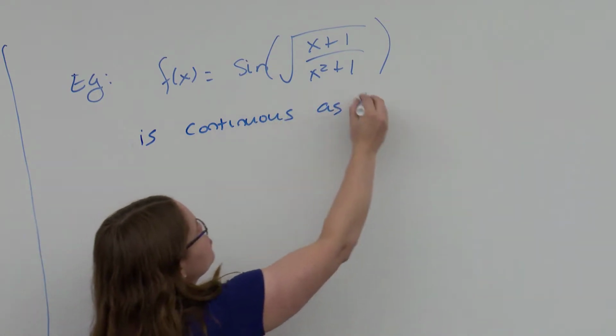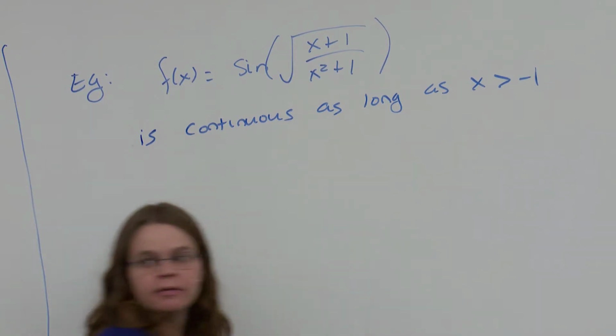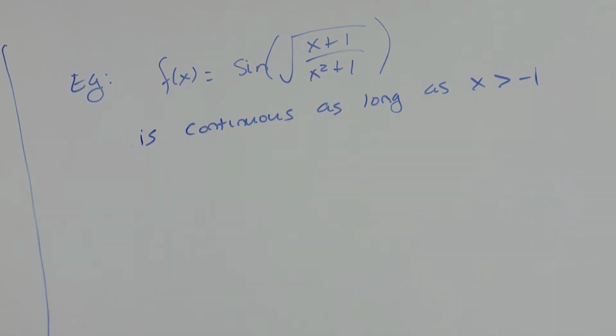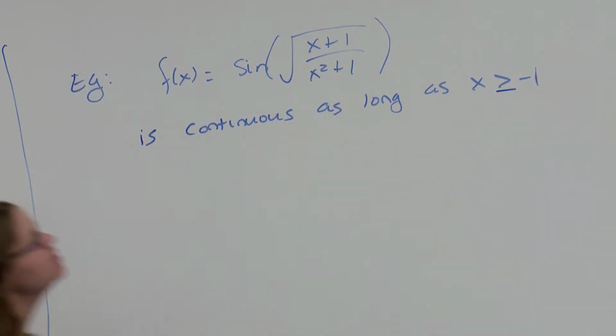As long as x is bigger than minus 1, so that we're not taking the square root of a negative. Or equal to minus 1. And then for the boundary, we can look at the one-sided limit, and I think Professor Oza talked about that with you probably. If the one-sided limit exists and you get continuity there, then we can even put an equal sign there. In other words, this is continuous everywhere in its domain.